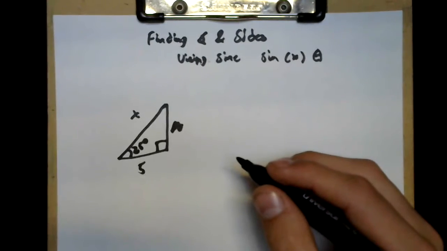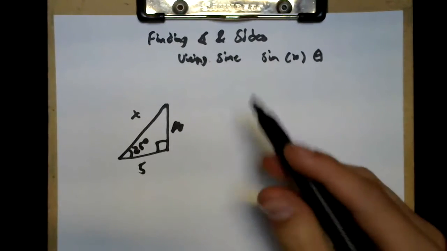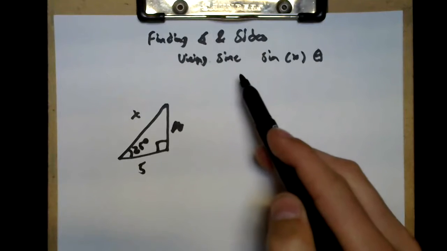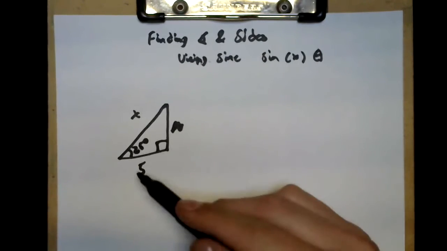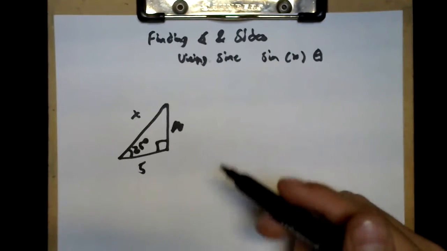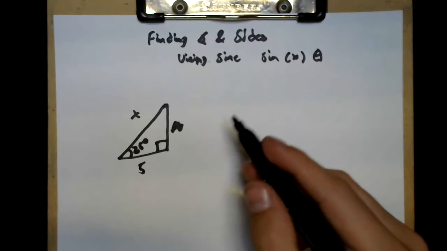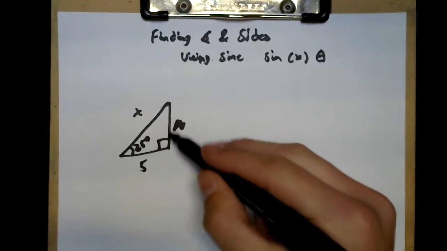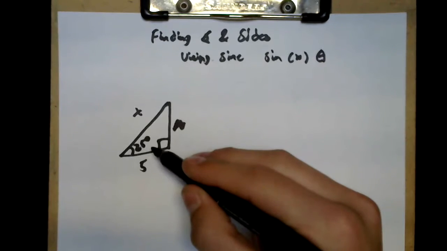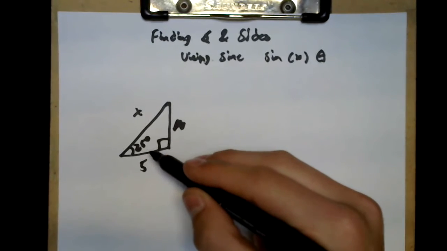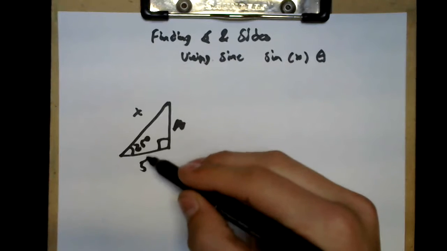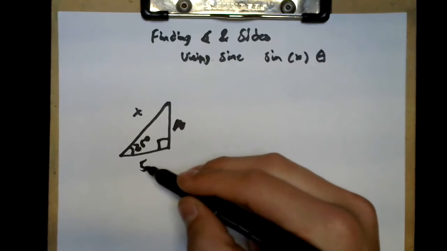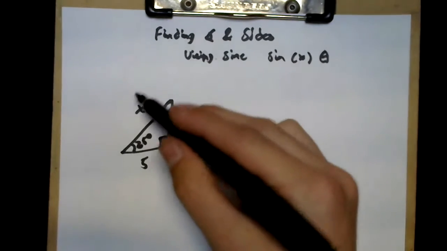Welcome to today's video. Today we'll be talking about finding angles and sides using sine of both right triangles and non-right triangles. So for an example, we'll say that they give you a right triangle. They give you the angle. They give you a base, and you have to find the hypotenuse.